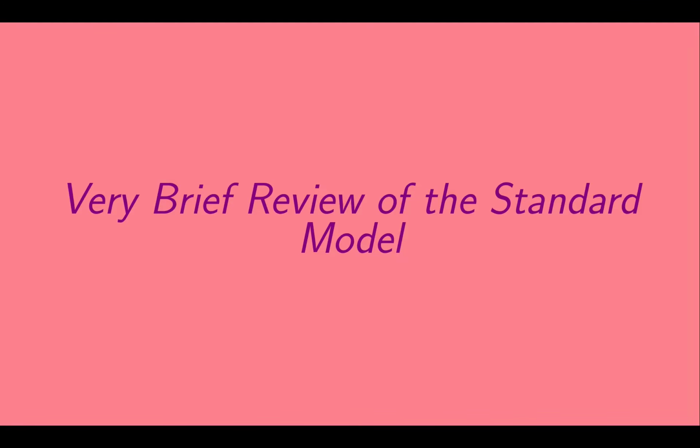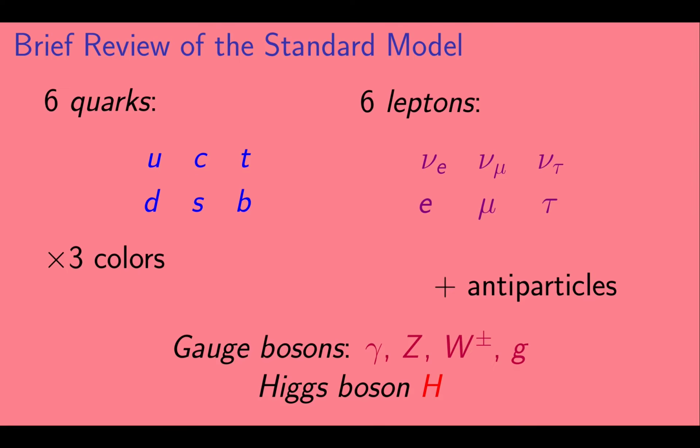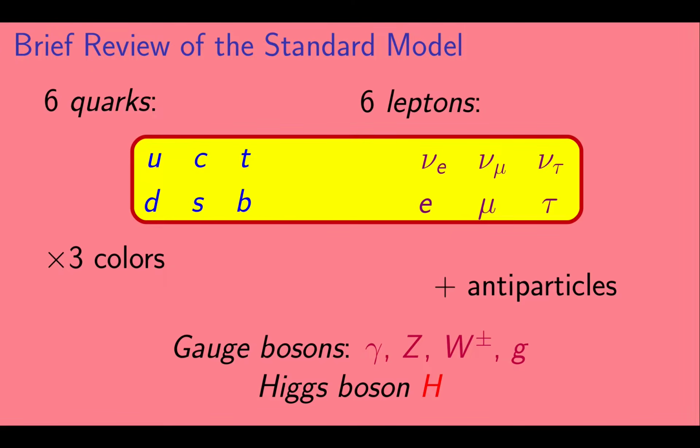Okay, so first we'd better do an extremely quick review of some points of the Standard Model of particle physics. In the Standard Model, we have 6 quarks and 6 leptons and their antiparticles. The quarks each come in 3 colors. The quarks come in 6 types: up, down, charm, strange, top, and bottom. There are 3 charged leptons: the electron, the muon, and the tau. Each also comes with an associated neutrino.